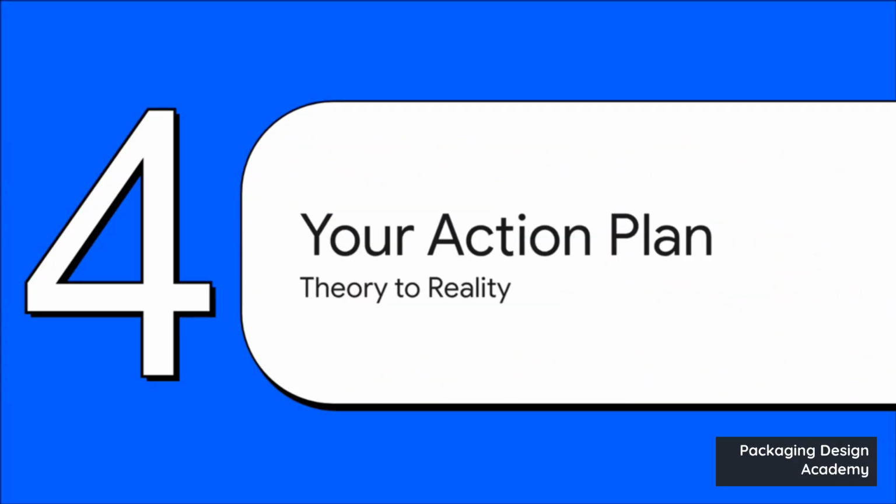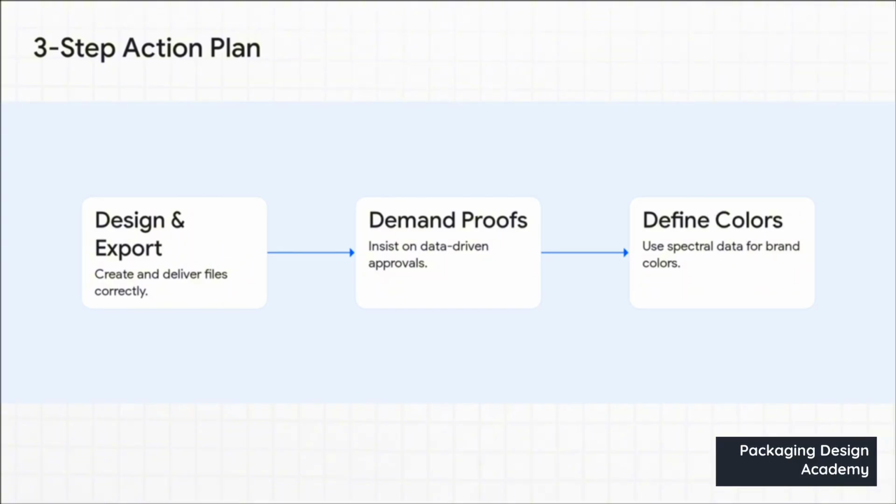Okay, that was a whole lot of theory, I know. But how do you actually use this stuff on your next project? Let's boil it all down into a super simple 3-step action plan to turn this theory into reality. All right, here's exactly what you need to do. 3 simple things. First, you're going to design and export smart. Second, you're going to demand smart proofs. And third, you're going to define your brand colors using data.